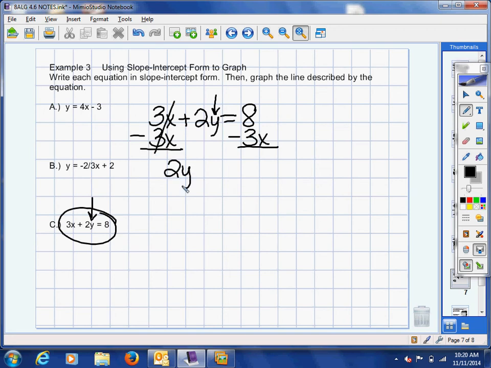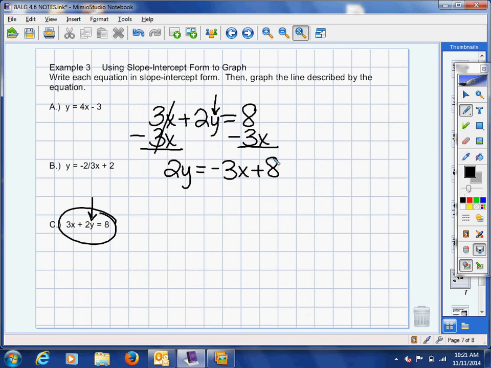Now I've got 2y equals -3x plus 8. Now some of you may be wondering why I didn't write 8 minus 3x. I'm trying, for your sake, to keep the mx plus b look. I'm trying to keep the x term first so that it looks like slope-intercept form for you. I could have written 8 minus 3x. I just didn't want to confuse you.